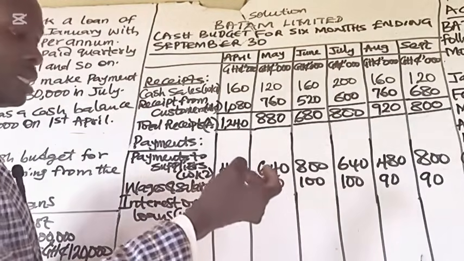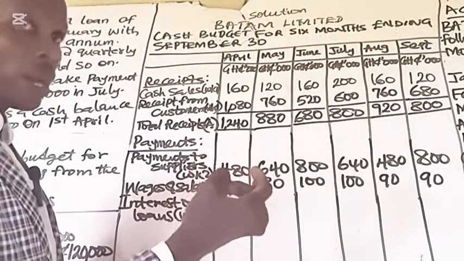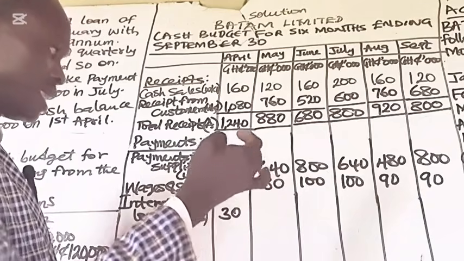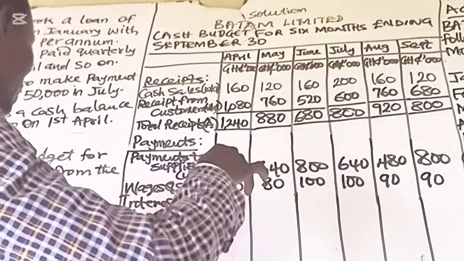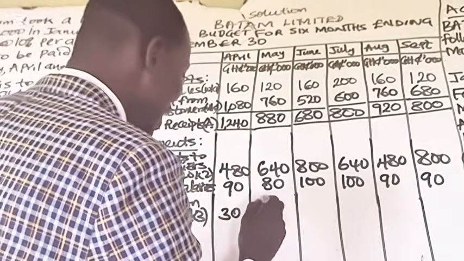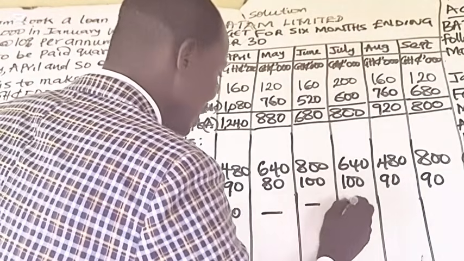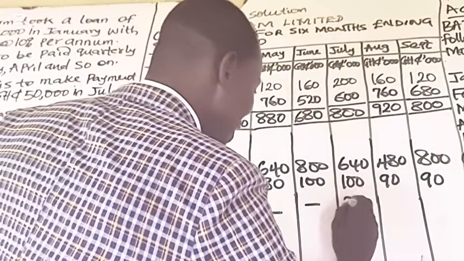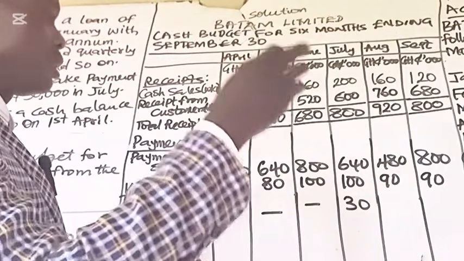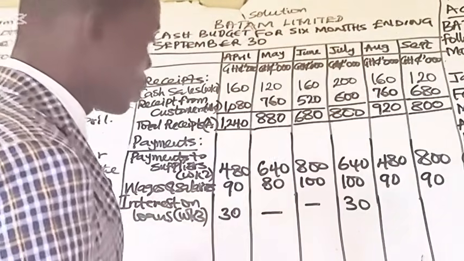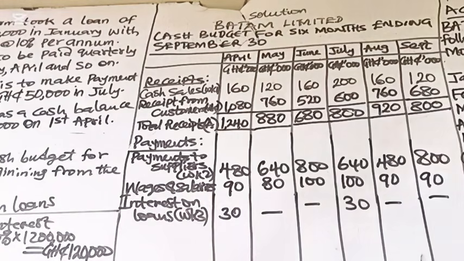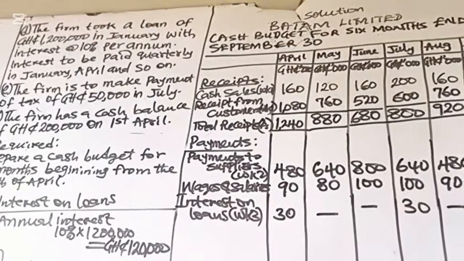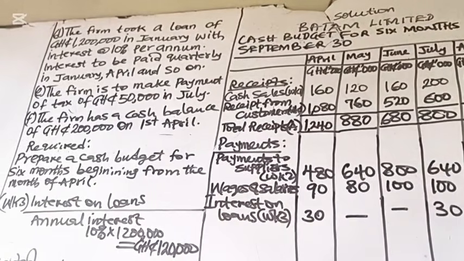January, February, March. That is 3 months. A quarter is a period of 3 months. So March, then we now have April. Then April, May, June, that will be paid in July. So the next quarterly interest will be paid in July, which is 30,000. Then July, August, September. The next one will be paid in October, which is outside our budget period. So the only ones that form part of our budget period are the loan interest for the months of April and July of the year.